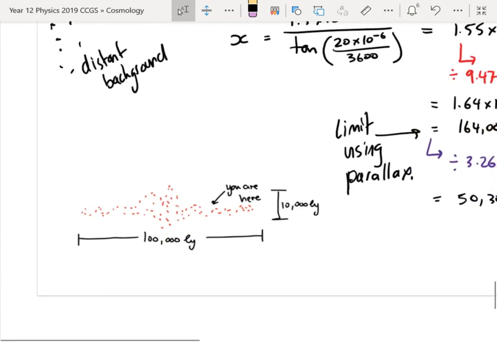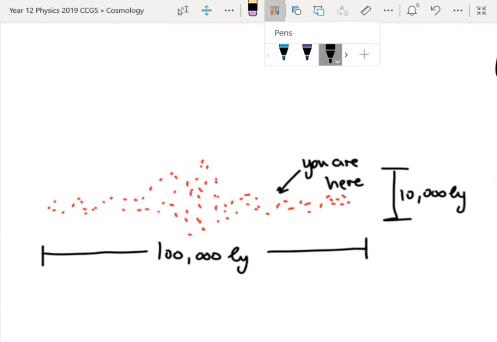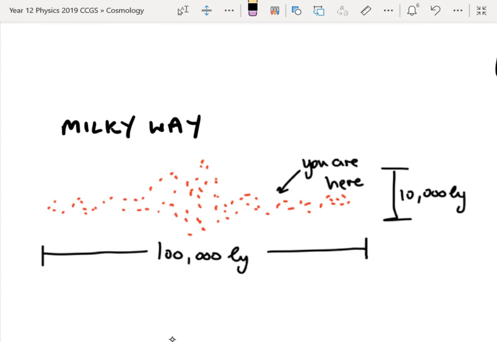Have a look here. This is a scale diagram of our galaxy. I cannot talk and write at the same time. This is a diagram of our Milky Way. And you will see that it's only 100,000 light years wide. And so that Gaia satellite is only able to measure the stars in our own galaxy. Okay? And it wasn't until the 1990s that we realized that that is not the only galaxy. Okay?